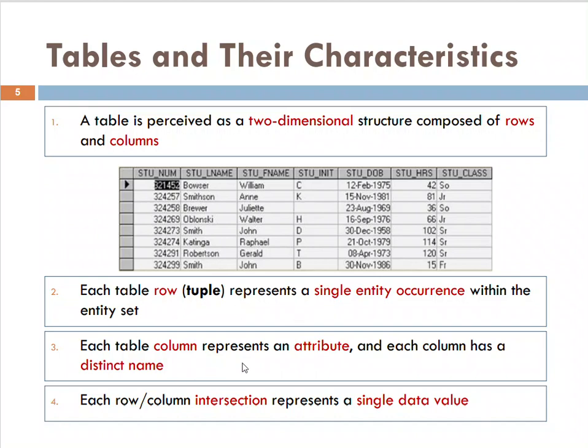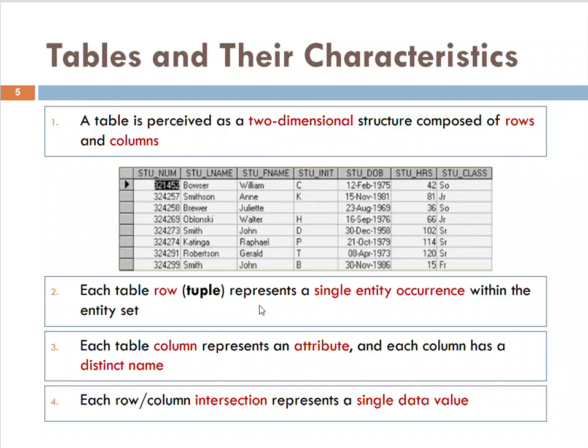Each table column represents an attribute and each column has a distinct name. Okay, then we move to column. Column ni satu lajur. So satu lajur represent attribute. Okay, attribute I have mentioned. Attribute is everything about the entity. Then each column has a distinct name. Okay, student last name, student first name, student date of birth.